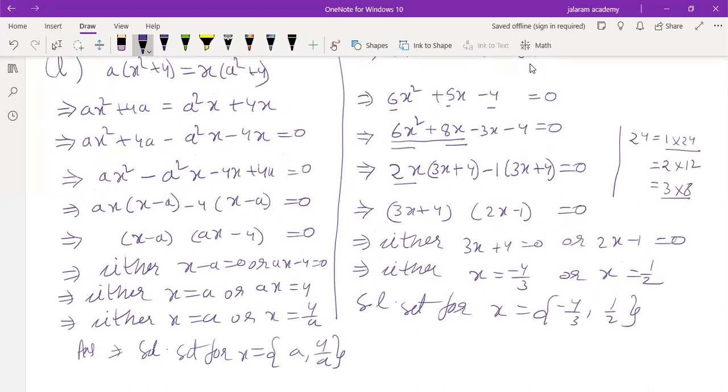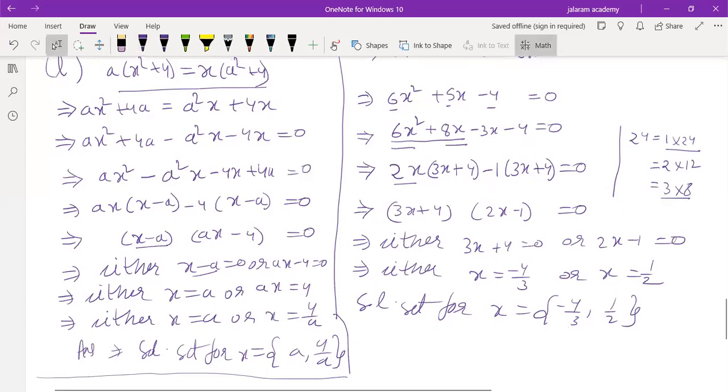The solution set for x means we have to find the values of x only in terms of a. So don't leave this a. Some students have left this a, writing the answer as x equals to 1, x equals to 4. It is not correct. So when the question is in terms of a, the answer must be in terms of a. If you won't use a, it will be wrong. Understood everyone?